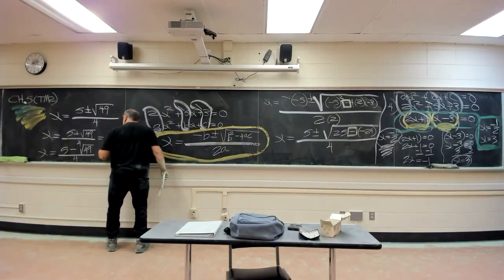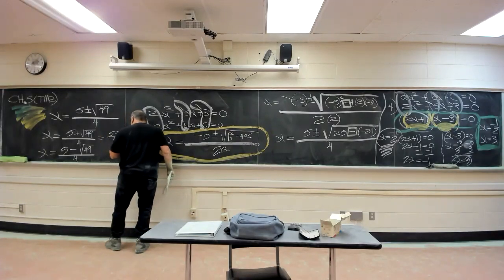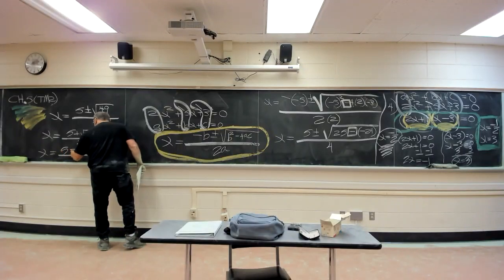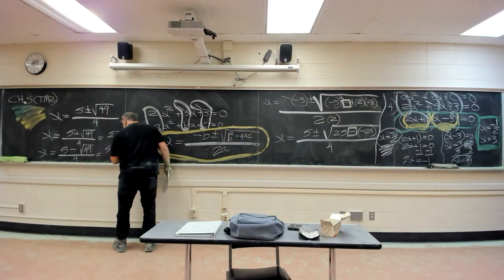The square root of 49 is 7. 5 plus 7, we'll divide that by 4 and get an answer. 5 minus the square root of 49. The square root of 49 is 7. 5 minus 7, we'll get an answer. Then divide by 4.